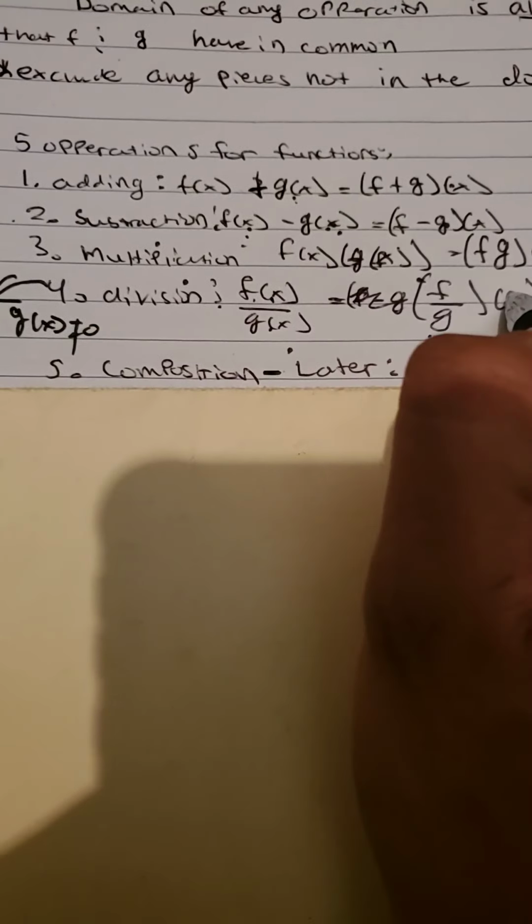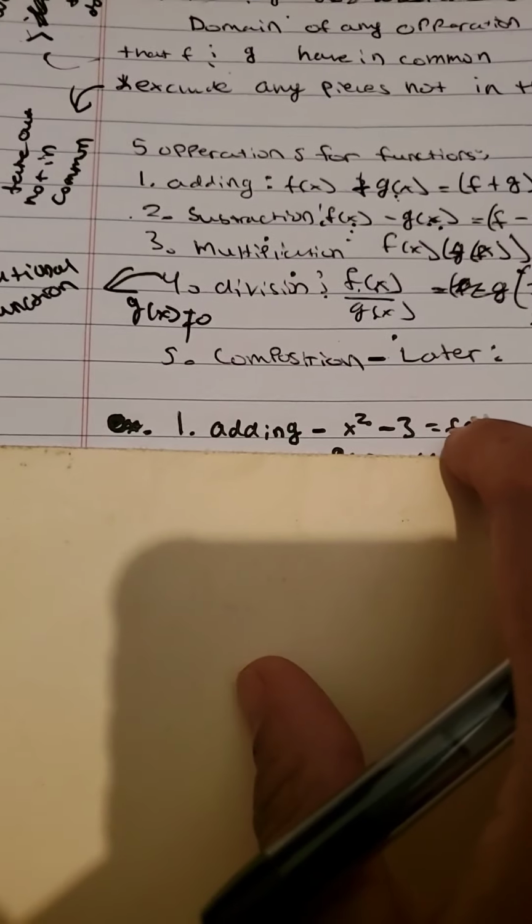Division. Alright, this is a special case of what we call the rational function, where g of x cannot equal 0, so it's function 1 divided by function 2. f of x over g of x gives us f divided by g of x, the combined function. Then we have composition, which is a special topic that we should talk about in a whole separate lesson.